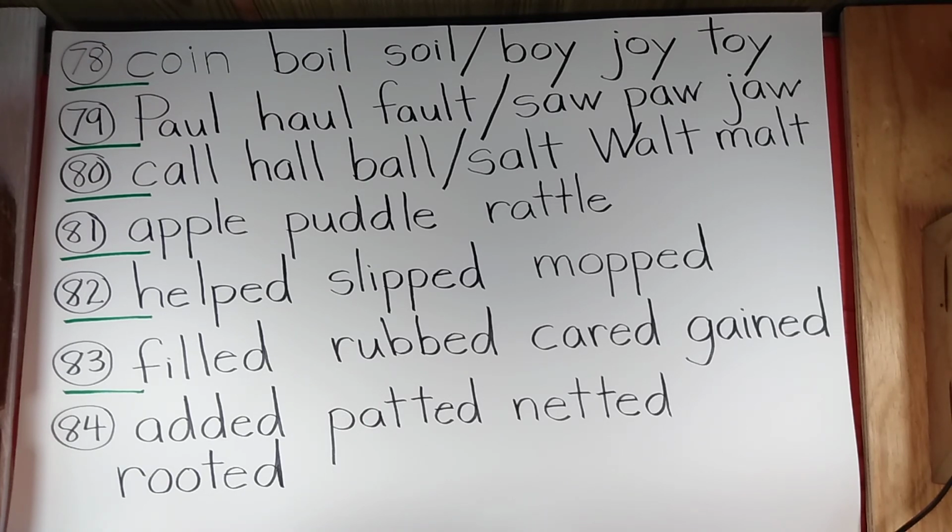The lessons from 85 all the way to 100 have to do with words that are unusual. They don't follow the regular phonetic rules, but they're words that are used pretty often. So students need to be exposed to them. And lesson 100 is how to use the dictionary.